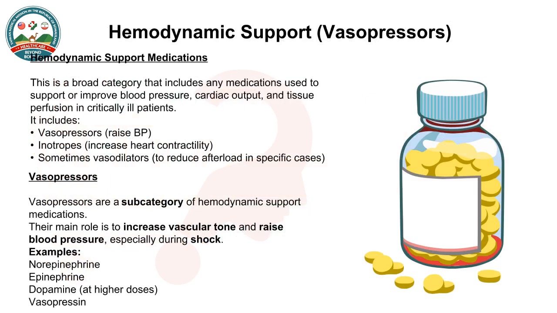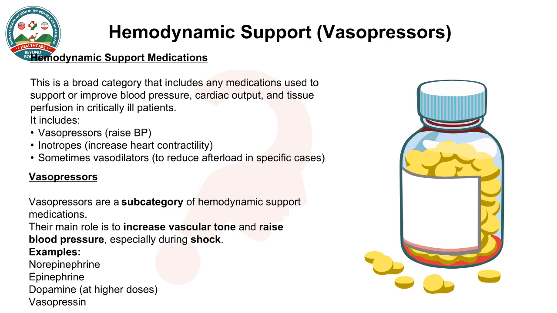In the previous slide, we introduced the four major categories of ICU medications. Let's now begin with the first category, hemodynamic support medications. These drugs are essential in critically ill patients to help maintain or improve blood pressure, cardiac output, and tissue perfusion. They generally include vasopressors, which primarily raise blood pressure, inotropes, which increase the contractility of the heart, and in some specific cases, vasodilators, which reduce afterload.